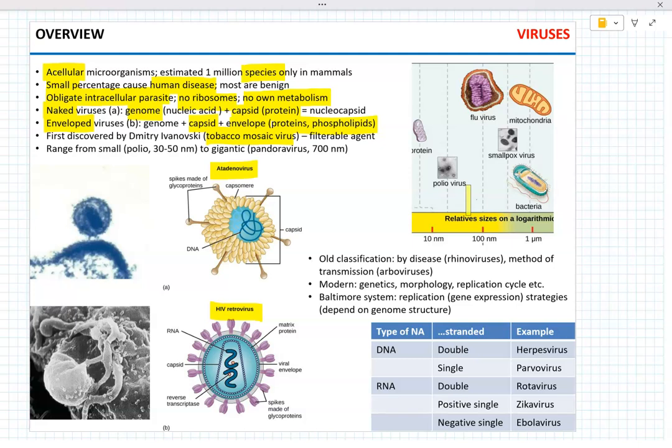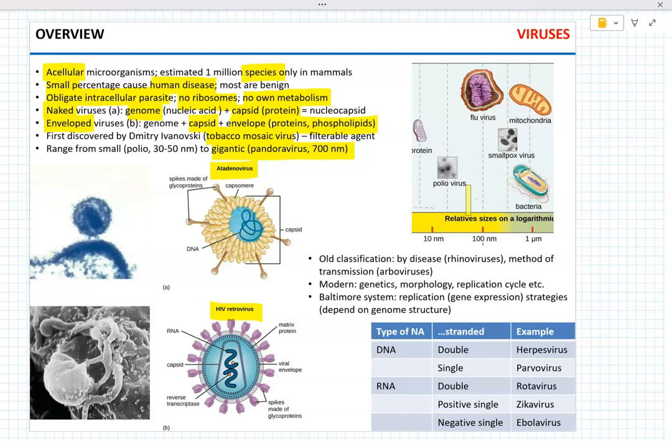Size-wise, super small. Polio is not the smallest. So for the most part, you need an electron microscope to see viruses. But there are viruses that are absolutely fascinating, like Pandora virus that infects amoeba. Pandora virus has a size of 700 nanometers, which is 2 times more than the size of a Mycoplasma cell, which is a bacterium. And the genome size is 2.5 million bases, which is 5 times greater than Mycoplasma, and yet it can't reproduce independently. Okay?